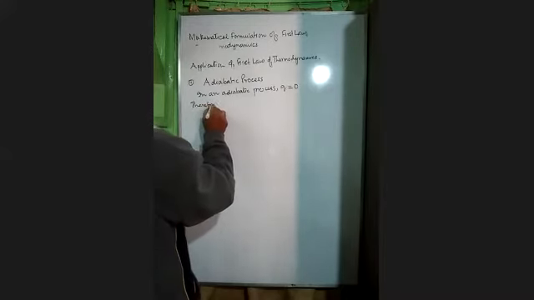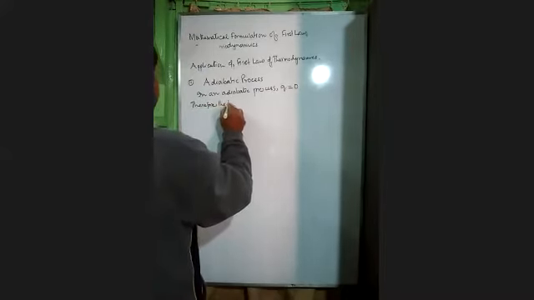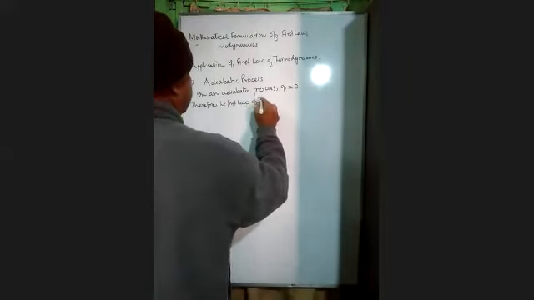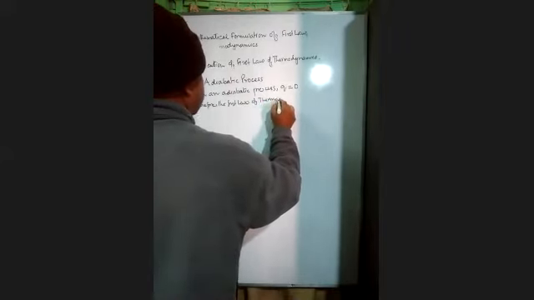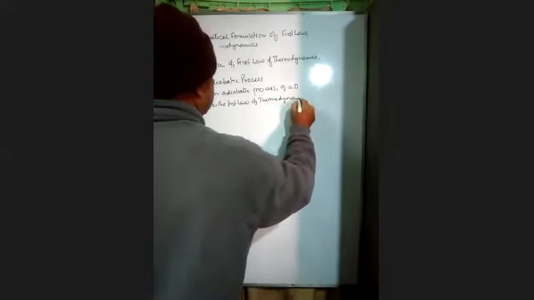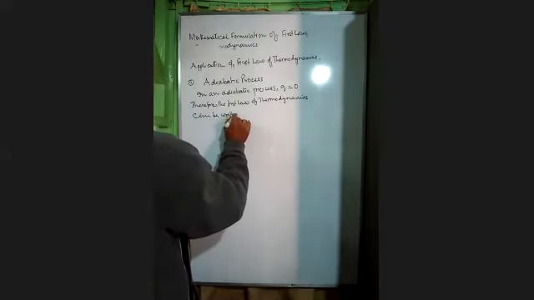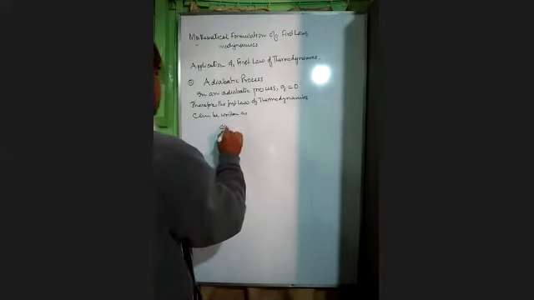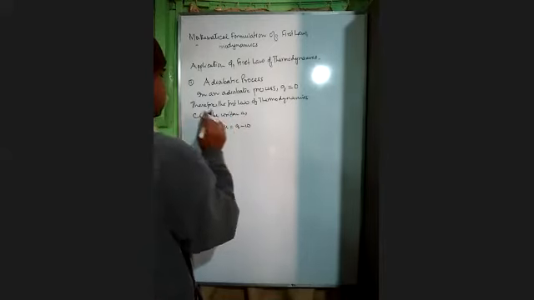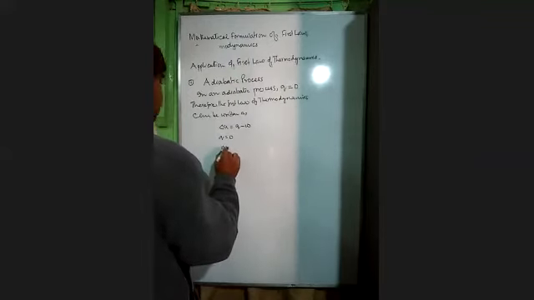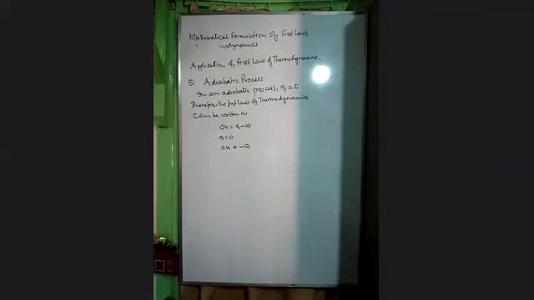Therefore, the first law of thermodynamics can be written as, see here, delta U is equal to Q minus W. So Q is equal to 0. So here what will happen now? Delta U is equal to minus W.